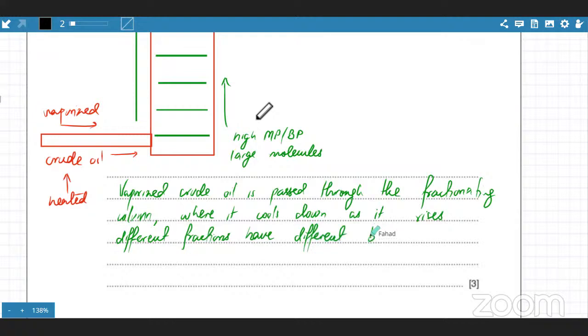So remember to mention this as well when you're describing fractional distillation or fractionating columns, because fractional distillation works because substances have different boiling points. So different fractions have different boiling points. So higher boiling point fractions condense early, and are collected in trays.